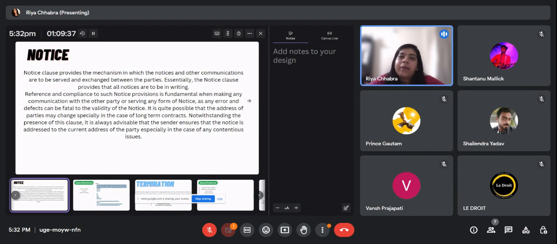It can happen that I'm going to file a lawsuit against the other party. The notice clause mentions the name of the company, the concerned person of the company, along with the details, and also the name of the counsel of the company, along with the details. So let's take an example: Tata Steel. Under the notice clause, give me an example of another company which is entering into a contract with Tata Steel. Any company.